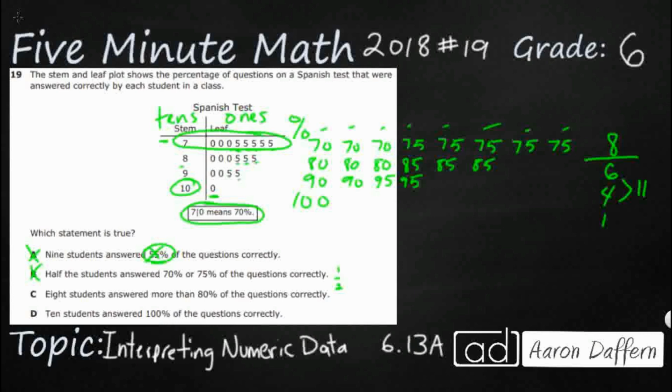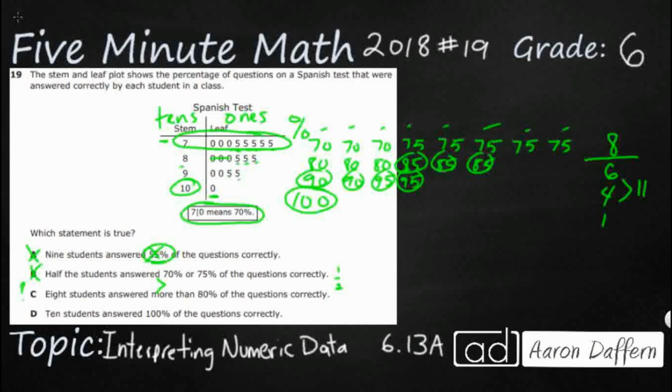C: 8 students answered more than 80% of the questions correctly. So it's greater than, it's not greater than or equal, which means we're not going to count the 80s. We're just going to count everything above 80. So we've got 1, 2, 3, 4, 5, 6, 7, 8. So make sure we're not counting the 80s, because it says more than 80. So that could possibly be correct. Let's put a question mark on that one, and then let's just double check to make sure our D is incorrect. 10 students answered 100% of the questions correctly.